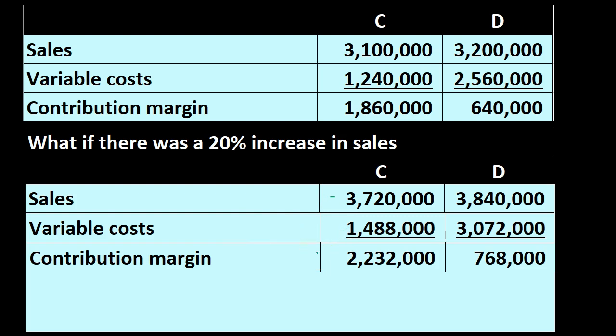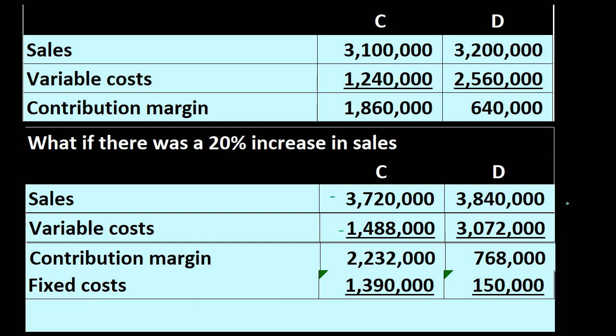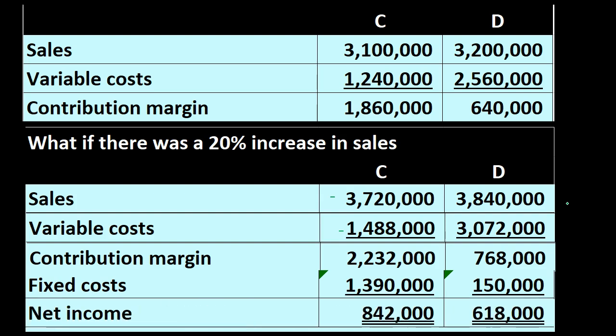So we've got the 2,232,000. D's following suit. I'm not going to go through the calculations for both, but just note D's following suit here with the related numbers. Fixed costs remain the same. These were the same fixed costs we saw at the beginning with the given data, and that gives us the net income. So we've now calculated our change with this what-if kind of analysis.